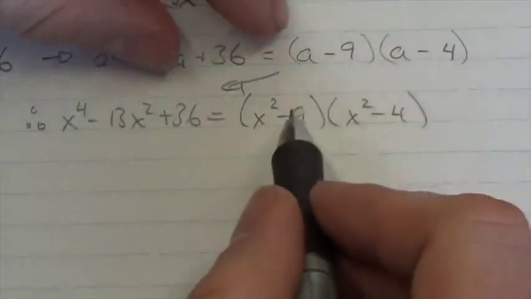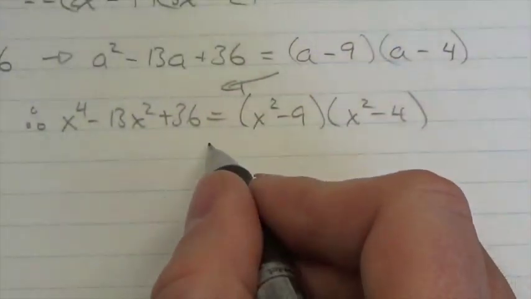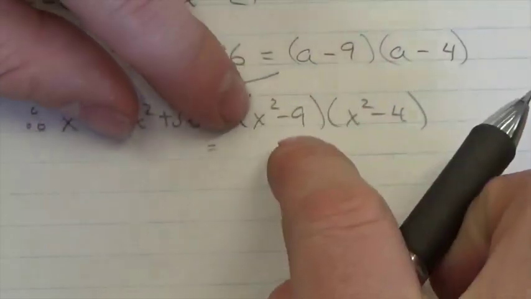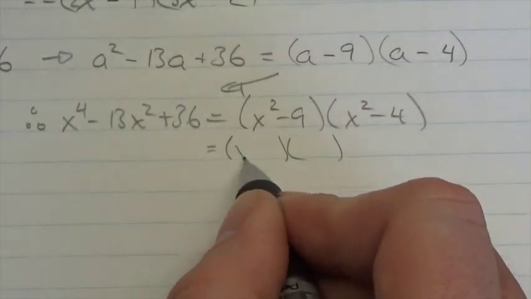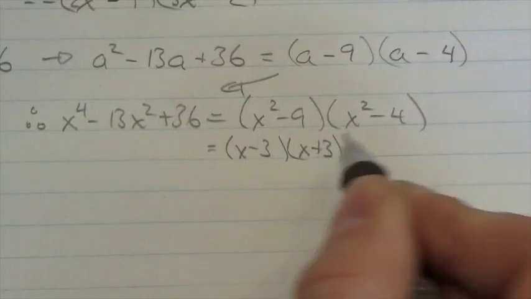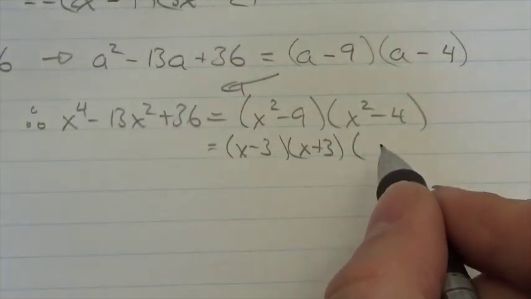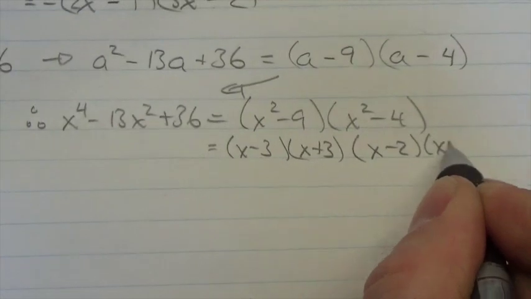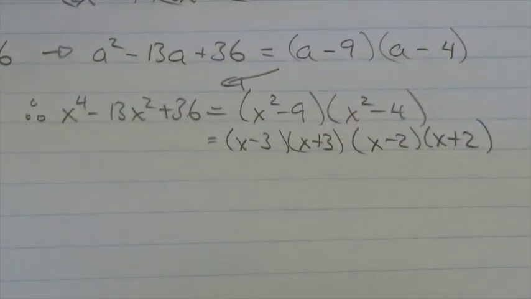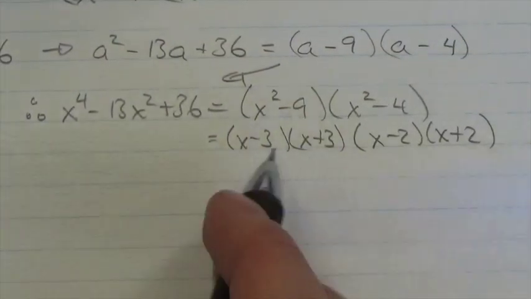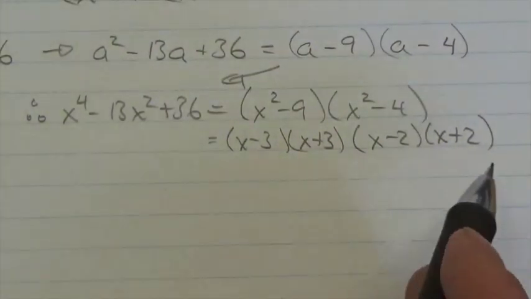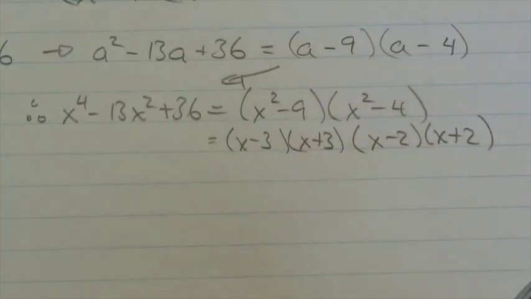Now I'm not quite done yet because I've generated two binomial factors, and I noticed that each one of these things is a difference of squares. So x squared minus 9 is going to become x minus 3, x plus 3. X squared minus 4 is going to become x minus 2, x plus 2. Now if I was really concerned, I would organize those in terms of the order of their roots here, but I'm not all that concerned about that. As long as they show up here, that's all I need. Order does not matter with multiplication, so that's good. Okay? Let's take a look at another one.